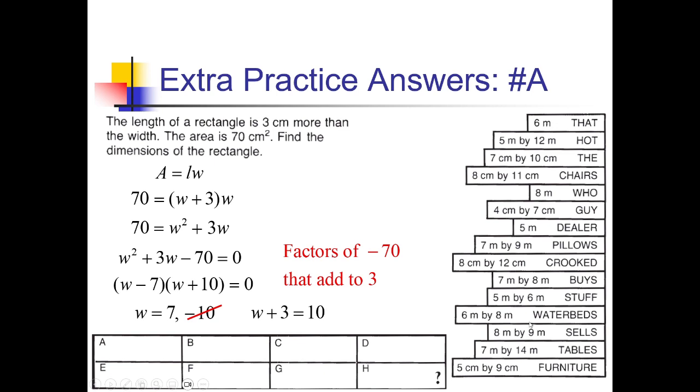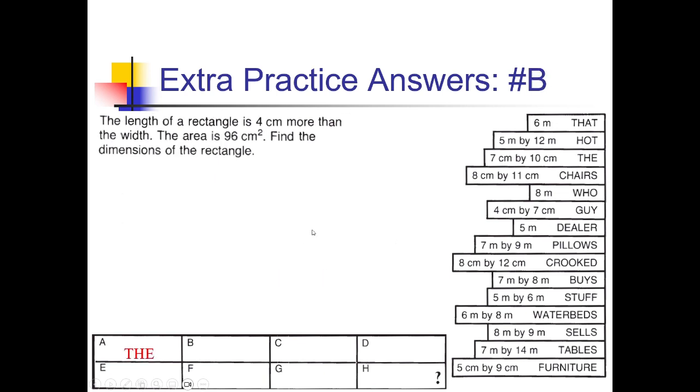Looking over in my answer column, we have 7 by 10 right here, so that is going to be our first word. Problem B is kind of similar in setup to problem A. Now we have the length of a rectangle is 4 more than the width. And then the area is 96. So really the same exact format. They just changed it to a 4 and a 96. So we'll start the same way.